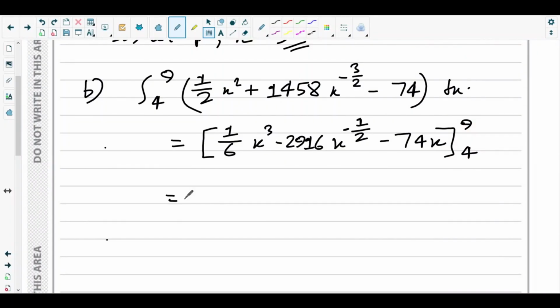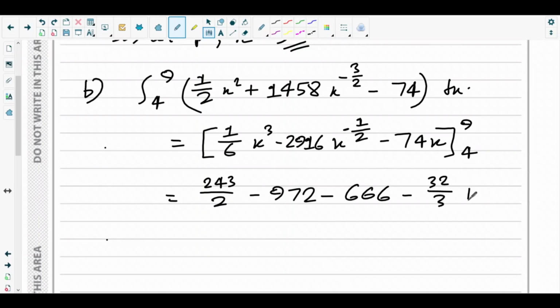Now just put in the values there. So 9 cube over 6, which is 243 over 2. 243 over 2 minus what? 2916 over 3. Square root of 9 is what? 3. So this is 972 minus 74 times 9, which will give you 666. Okay, then minus 4 cube is 64. 64 over 6 is basically 32 over 3. Okay, so minus 32 over 3 plus 2916 over 2. So that will give you 1458, then plus 74 times 4. 74 times 4 is 296.